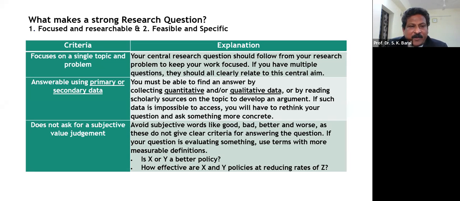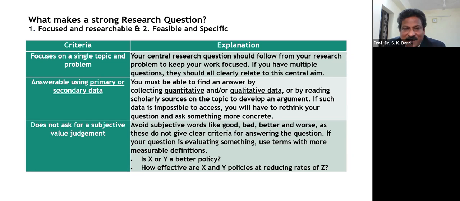Focus on a single topic and the problem. Here, your central research question should follow from your research problem to keep your work focused. If you have multiple questions, they should all be clearly related to this central aim. It is one criteria. The second criteria is answerable using primary or secondary data.